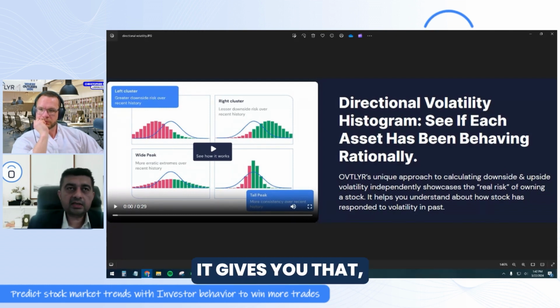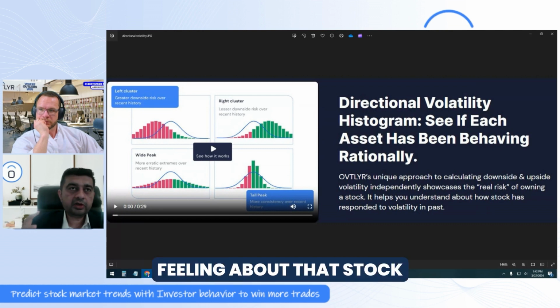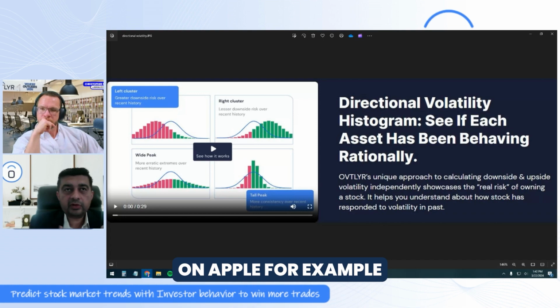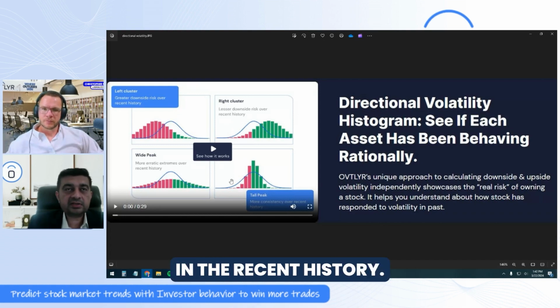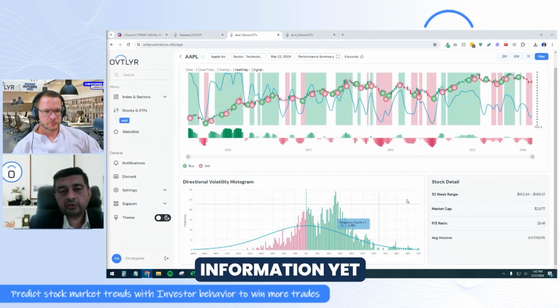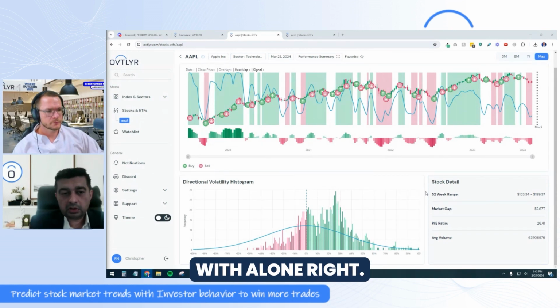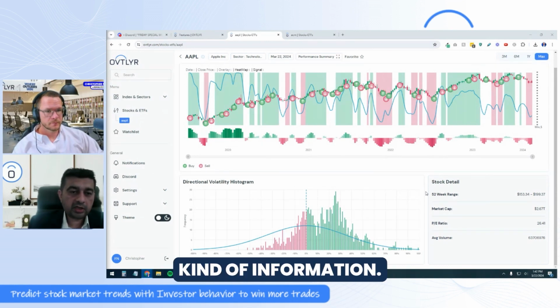So all it does is give you a feeling about that stock. If I'm trying to go long on Apple, for example, how did it do in recent history? So it's useful information, yet it's one of those pieces of information that you can't just trade with alone. It's good-to-know kind of information.